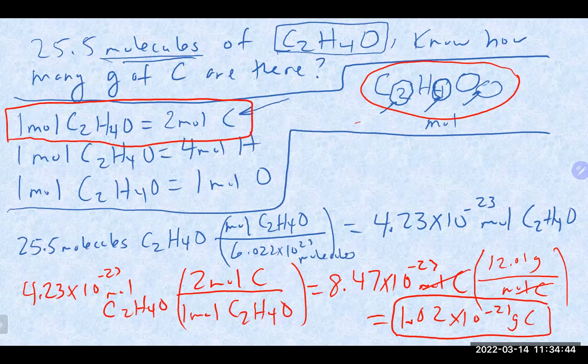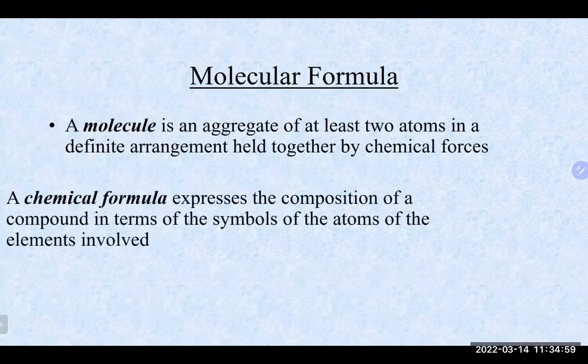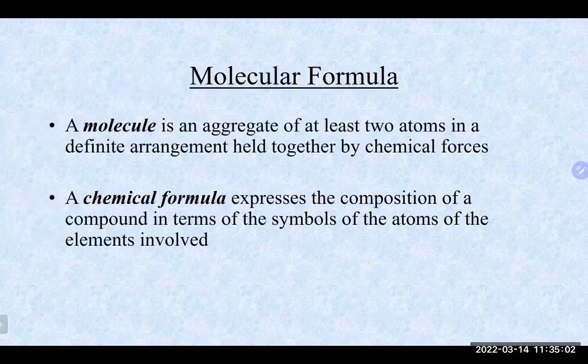Okay, then what we're going to talk about next is, speaking of formulas, we're going to talk about some different types of formulas and a couple different ones. Let's take a look here. So the first formula is what is known as a molecular formula. As we talked about before, a molecule is really a combination of 2 or more atoms together. They could be 2 of the same element, different elements. A chemical formula really expresses the composition of a compound in terms of a symbol.